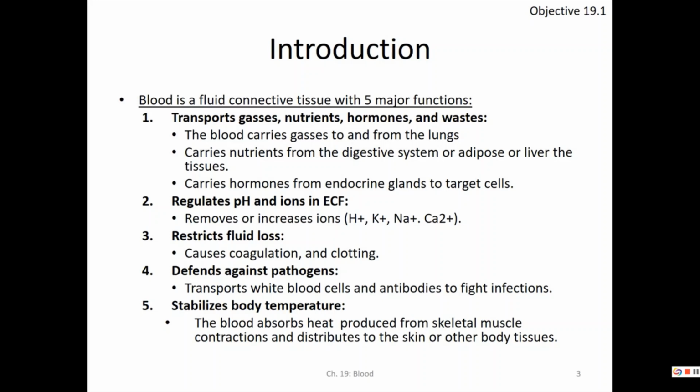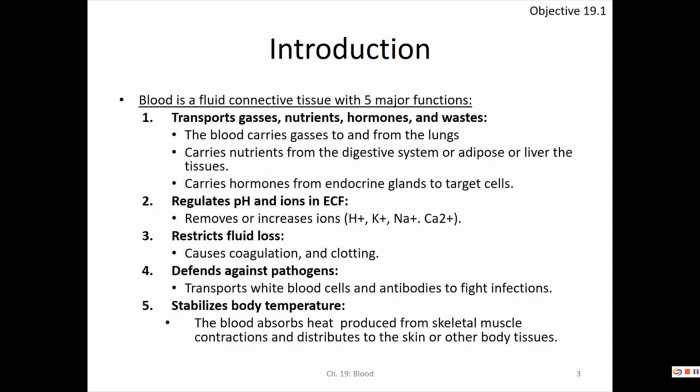Now, it also defends against pathogens. How does it do that? White blood cells are going to be fighting your infectious materials, fighting viruses, bacterial infections, fungal infections, things like that, protozoan infections in the blood. They're going to be able to go in and make things like antibodies or other methods of fighting. We'll see that in the lymphatic system, how they fight, but they're going to fight infections.